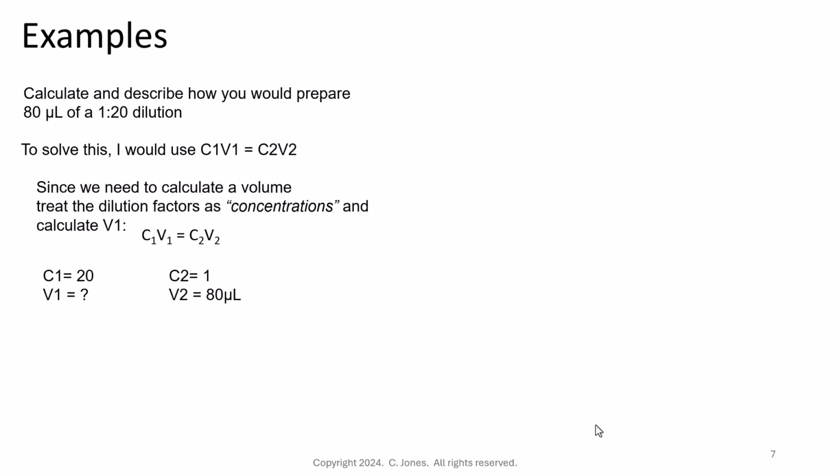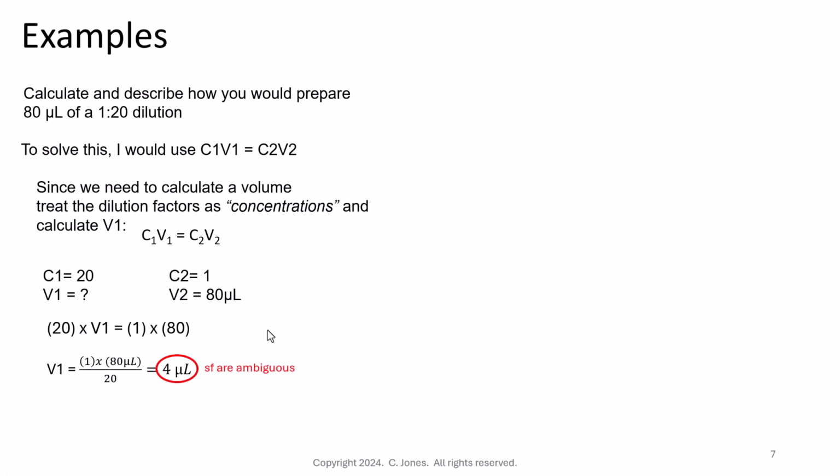So C1 is 20, right? In our ratio here, 20 is greater than 1. C2 will be 1, and V2 is 80 microliters. And so we plug these values into our equation. 20 times V1 equals 1 times 80, right? Solve for V1, divide both sides of the equation by 20, and V1 is 4 microliters.